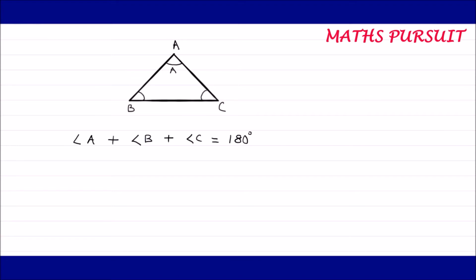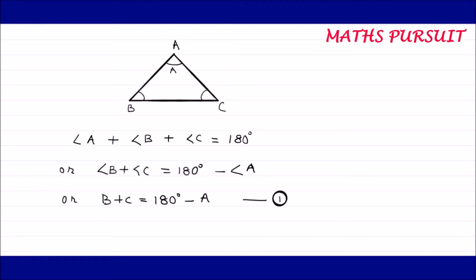Now I can represent the above equation as angle B plus angle C is equal to 180 degrees minus angle A. So guys, what I did, I just took angle A to the right side of the equation and I got that angle B plus angle C is equal to 180 degrees minus angle A. Or simply I can write B plus C is equal to 180 degrees minus A.